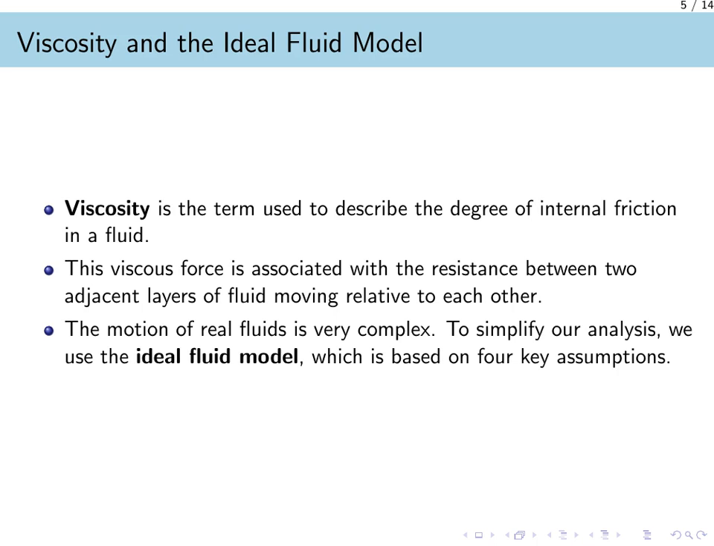Analyzing the motion of real fluids, like water or air, can be incredibly complex. To make the physics manageable, we start with a simplification called the ideal fluid model. A key property of real fluids that we often ignore in this model is viscosity. Viscosity is simply a measure of a fluid's internal friction. You can think of it as the resistance that adjacent layers of the fluid have to sliding past one another. For instance, honey has a high viscosity, meaning its layers resist moving, so it flows slowly. Water, on the other hand, has a low viscosity and flows much more easily.